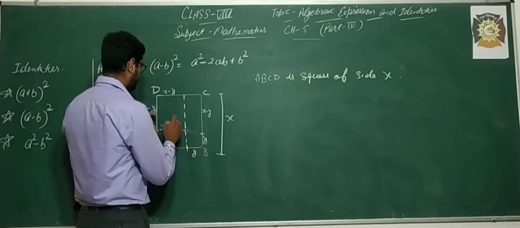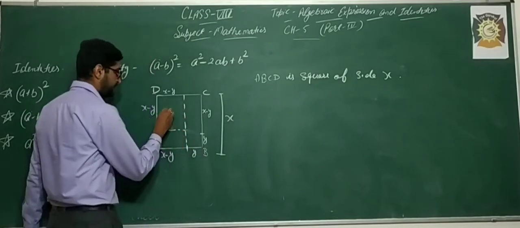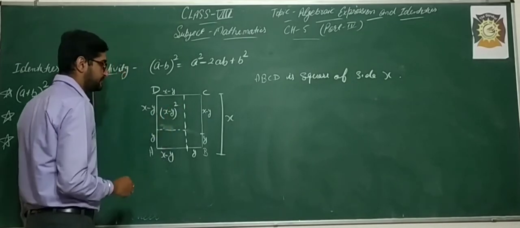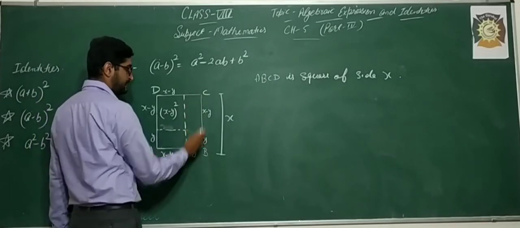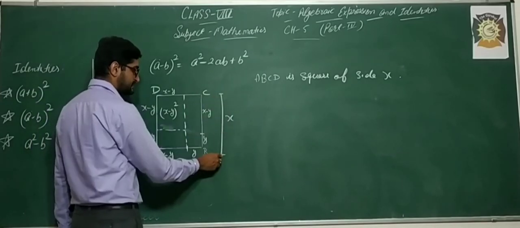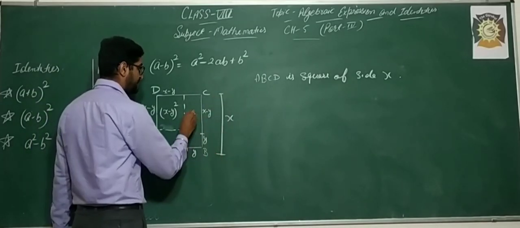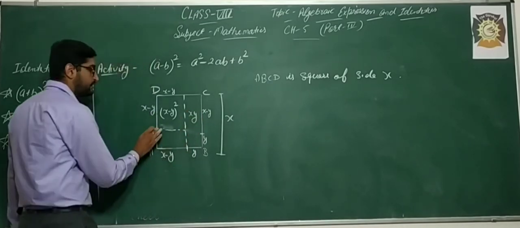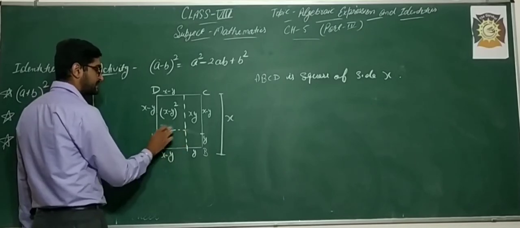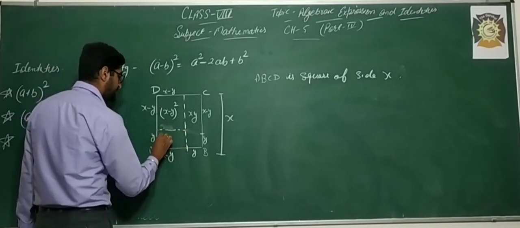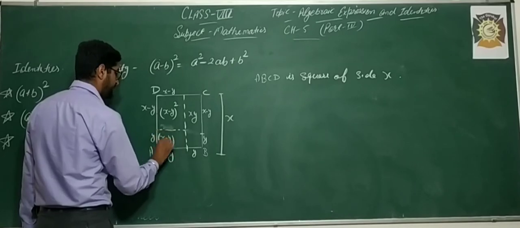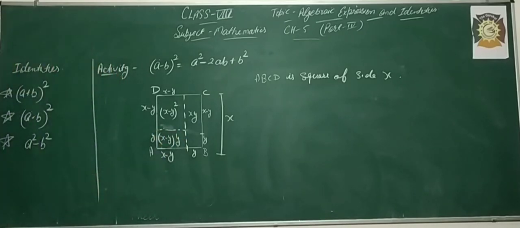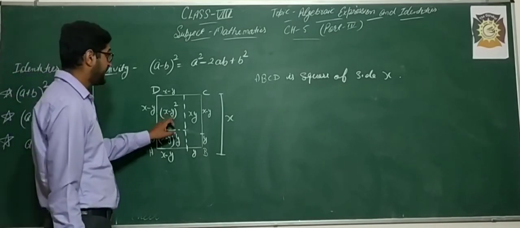Now the area of this square is (x minus y) whole square. It forms a rectangle whose length is x and breadth is y. So the area of this rectangle is xy, and it also forms a rectangle, and the area of this rectangle is (x minus y) into y. Is it clear?